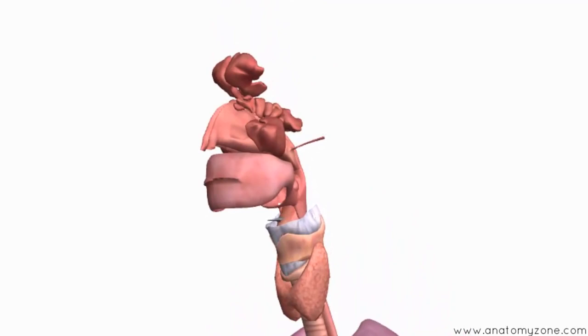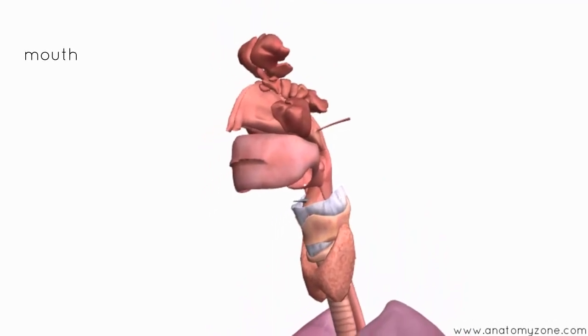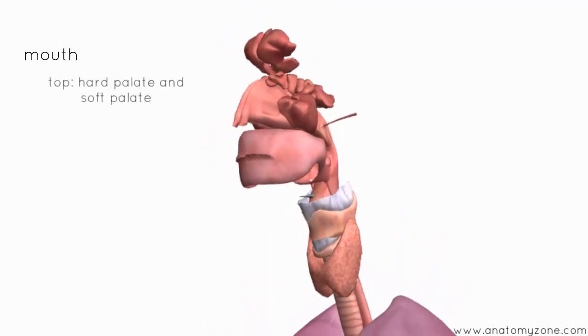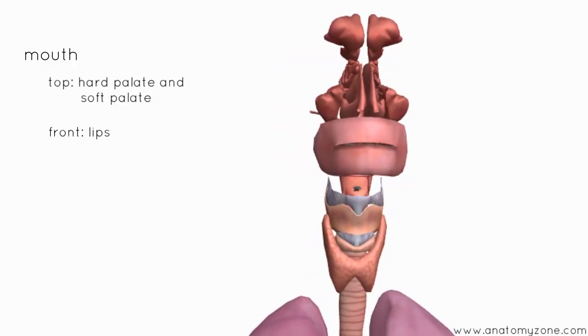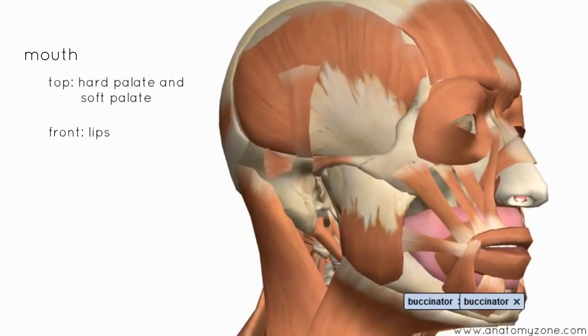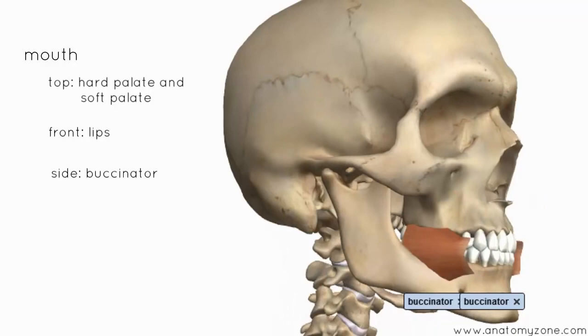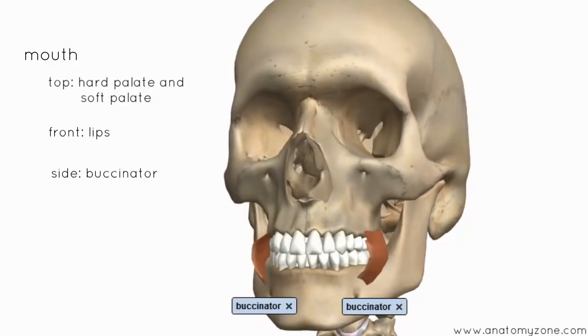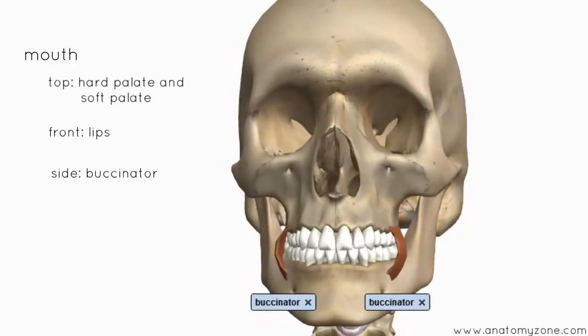So digestion begins at the mouth, and the mouth is formed by the hard palate and soft palate at the top, and you've got the lips at the front, which you can see here. The side walls of the mouth are made up by a muscle called the buccinator muscle. So if I just isolate that, you can see this muscle called the buccinator making up the side walls of the mouth. And then you've got the teeth and tongue inside the mouth.